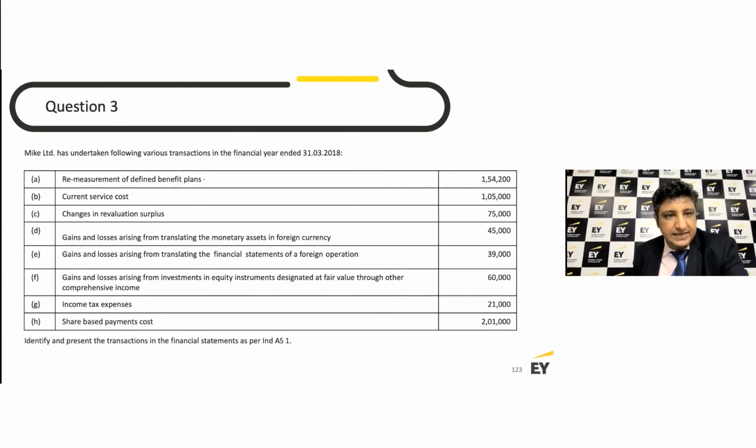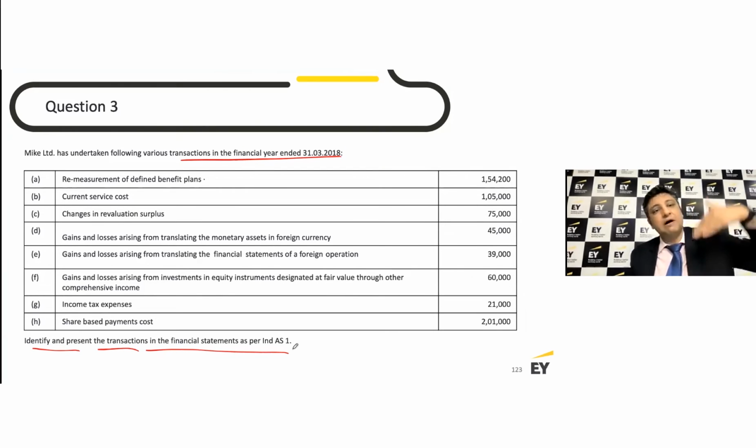Let's have a look at this question as well. It says that Mike Limited has undertaken various transactions for the year ended 31st of March 18, and there are a list of items. The question is, identify and present the transactions in the financial statements as per Ind AS 1. Now, this could be a very interesting, important question from an examination perspective. Here, the testing of your knowledge on how you present your items in the statement of profit or loss, how much goes above the line and how much would go, let's say, below the line, is something that you should be aware of, right?